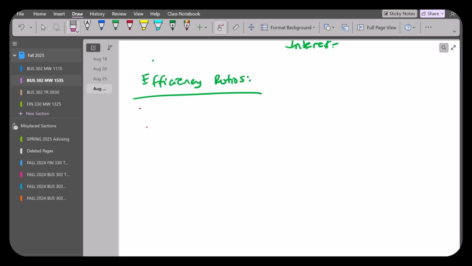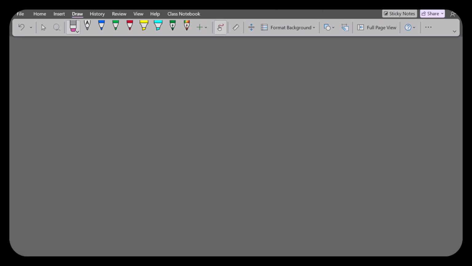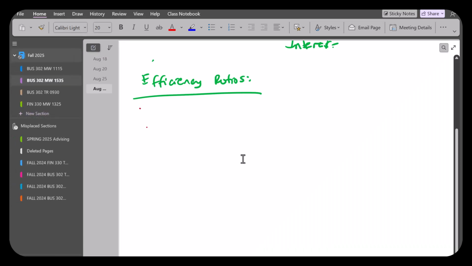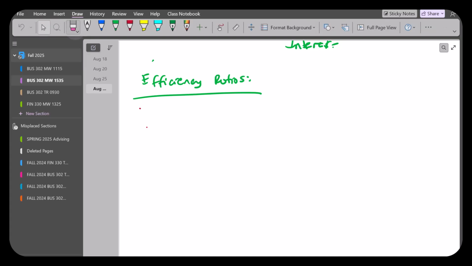Let me close this and reopen it. If this OneNote was an Apple product, I don't think we would have had any of these issues.